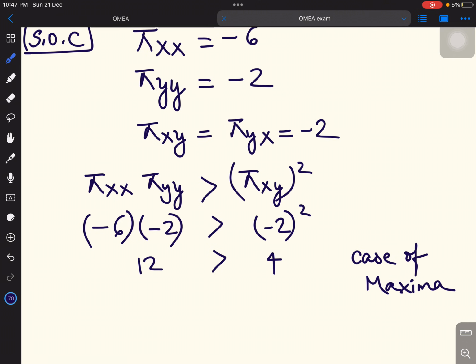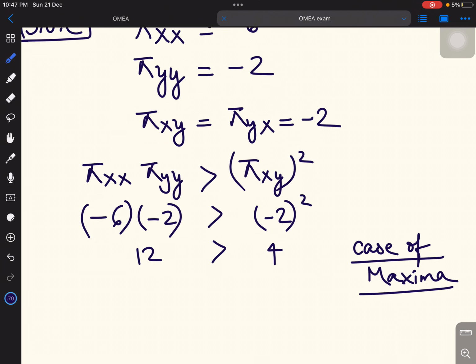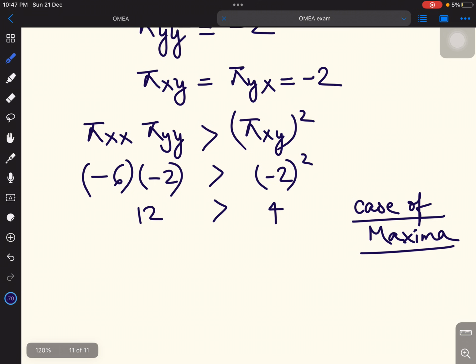Make sure that you know about these conditions: when it is less than or equal to, or greater than, and when it is maxima or minima. Because this is greater than pi xy square, this is a case of maxima, and we are going to find out next the maximum profit.